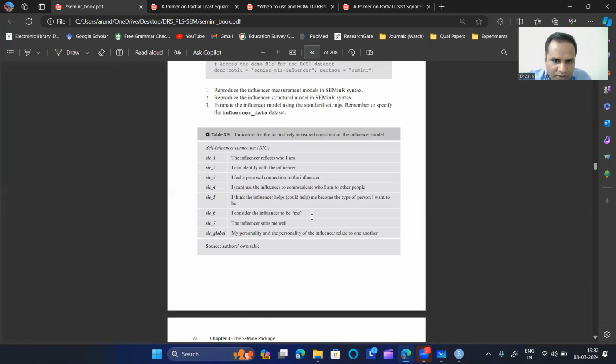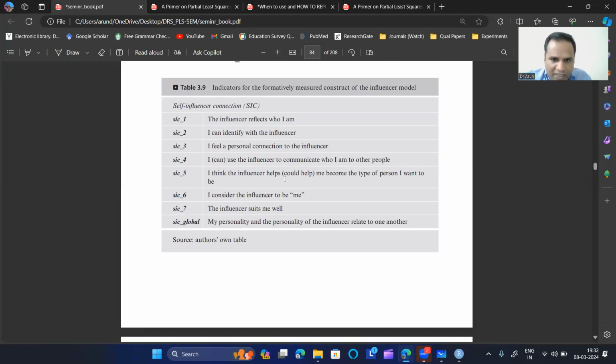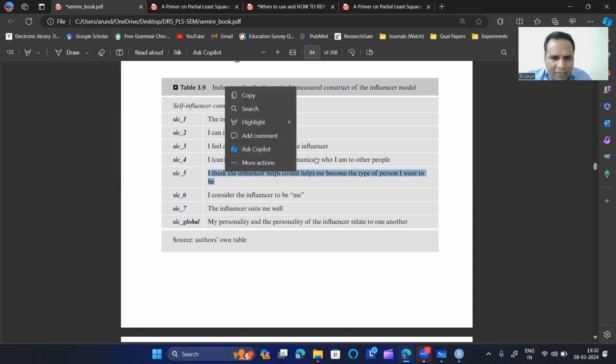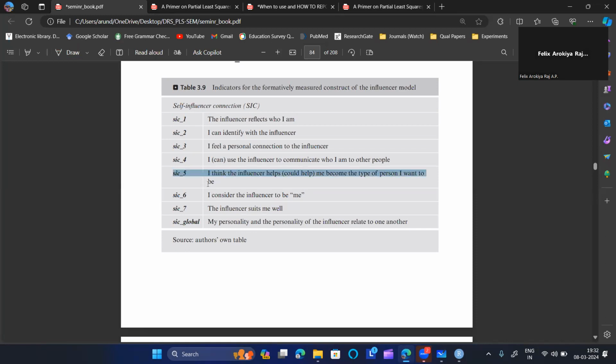See the item, which is the 5th item: I think the influencer helps me become the type of person I want to be. Again, if you remove this, no harm. The rest of the constructs are actually measuring what you intend to measure. Still, you can go and remove it. But since loading is significant, I'll not remove it. And one item is anyway not causing any big harm. But still, Felix, literature says you can go and remove it.